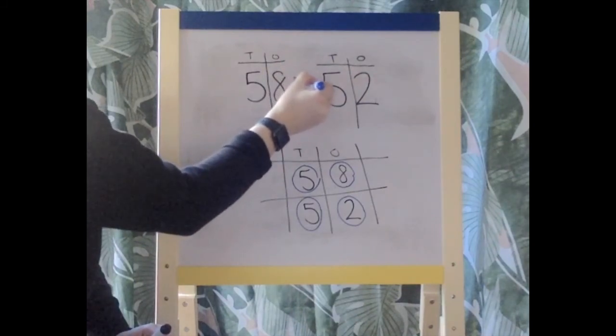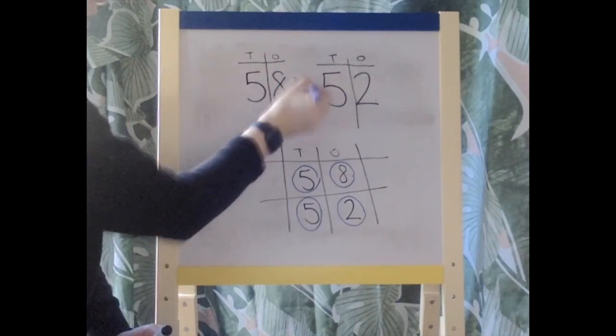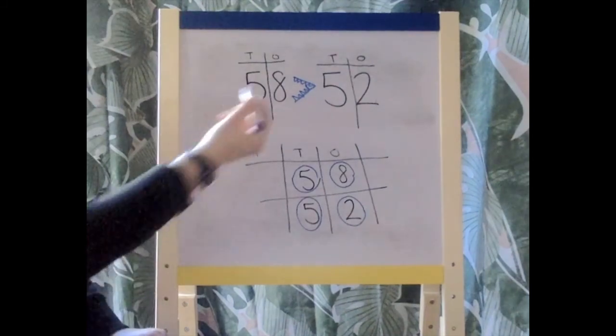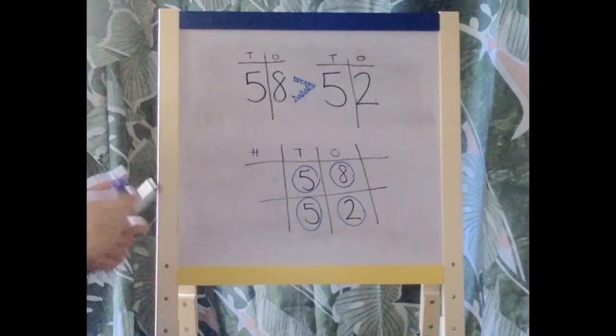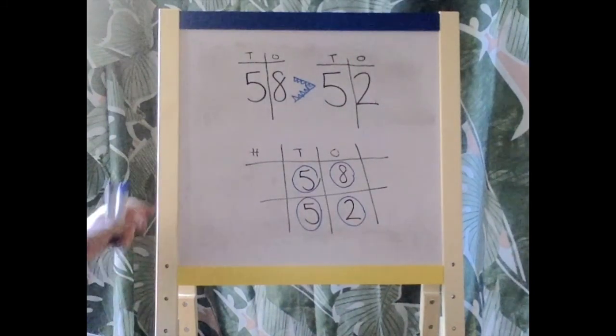If you watch the little video, it's got little crocodile teeth. So the crocodile would rather eat 58 than 52 because this is bigger. Let's try with a bigger number this time.